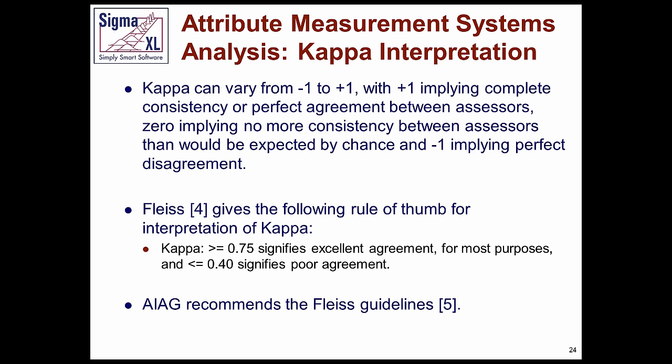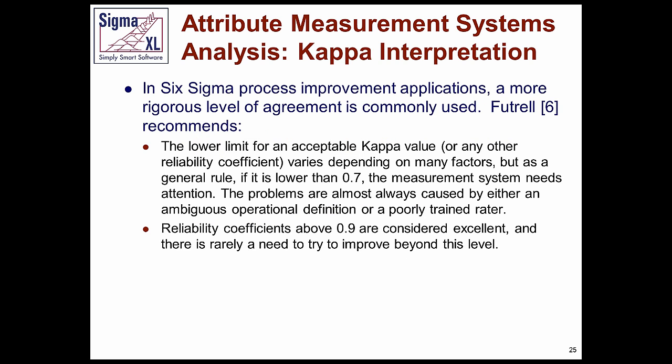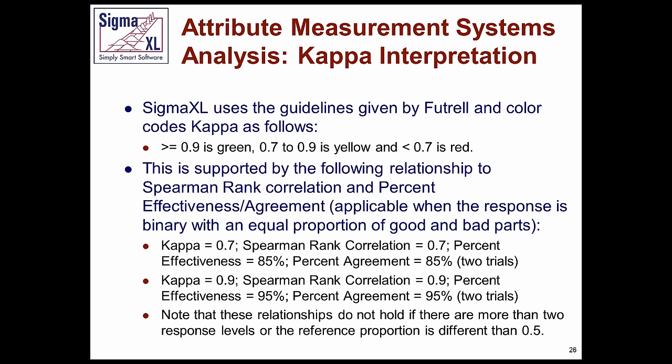We've added the highlights, and I'm just going to skip over these slides, just a little bit of background on how we chose our numbers. Basically, less than 0.7 is considered poor. Between 0.7 and 0.9 is acceptable, yellow. Above 0.9 is very good, green.